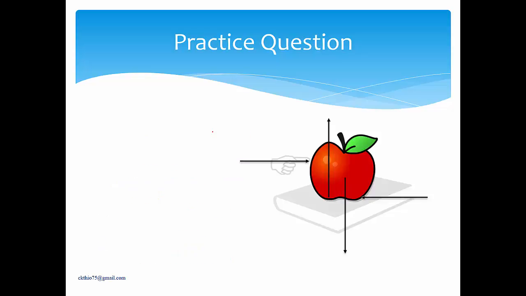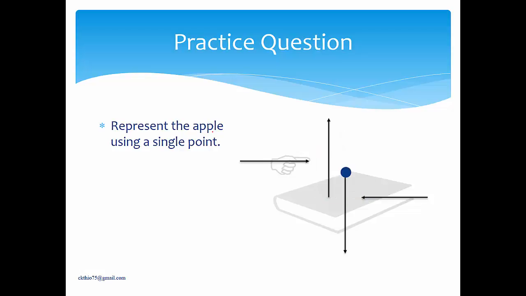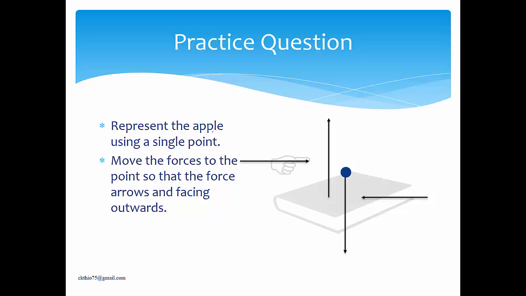Okay, so after identifying all the forces, you can represent the apple by just a single point. You don't have to draw the entire apple with its leaf and stalk. Just represent the apple by a single point or a single dot. Then you move the forces to the point so that the force arrows face outwards. Okay, all these would be the forces. You find there is a clearer representation, with the forces always facing outwards.